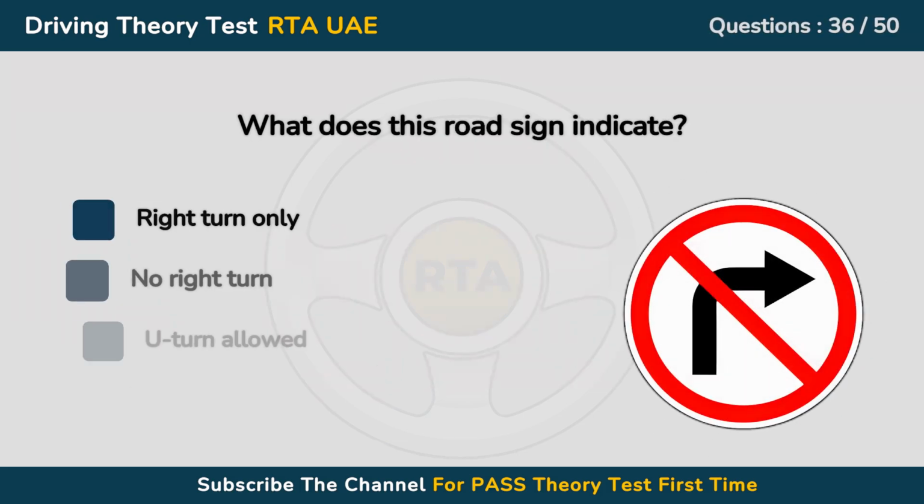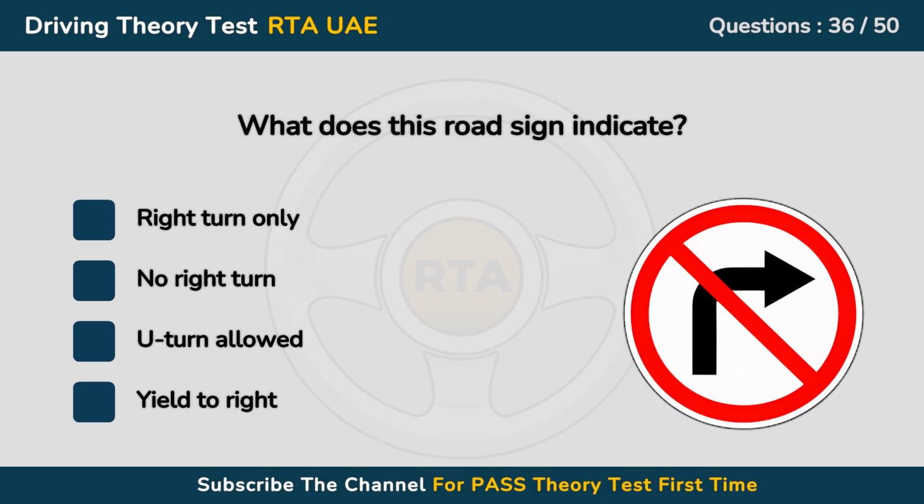Question 36. What does this road sign indicate? A. Right turn only. B. No right turn. C. U-turn allowed. D. Yield to right.